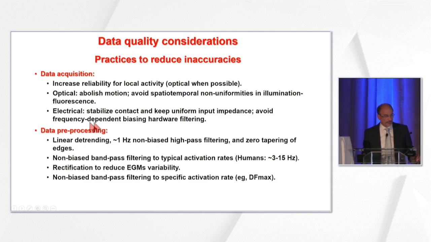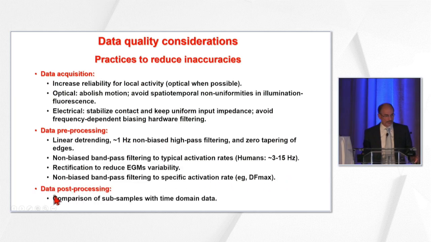As for data pre-processing, what we do is, first of all, linear detrending, an additional non-biased high-pass filtering at about 1 Hertz, and zero tapering of the edges. We also use non-biased bandpass filtering for typical activation rates. In humans, that's between about 3 and 15 Hertz. We apply rectification to reduce electrogram variability. And in addition, sometimes we use non-biased bandpass filtering to a specific activation rate, for example, the maximal dominant frequency.